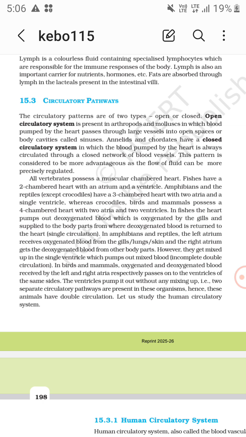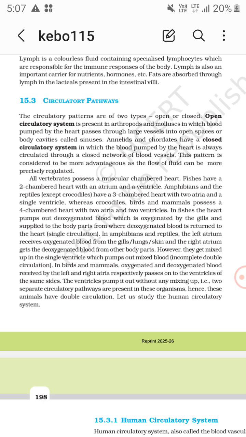In fishes, the heart pumps out deoxygenated blood, which is oxygenated by the gills and supplied to the body parts, from where deoxygenated blood is returned to the heart. There is single circulation.